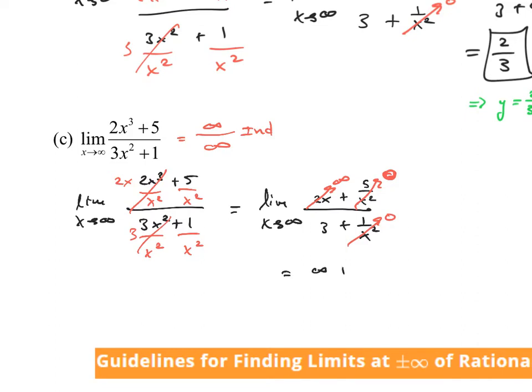I would have something like infinity plus 0 over 3 plus 0. Well, that's infinity divided by 3. And infinity divided by any constant is infinity. So the answer for this one would be infinity. I do want you to notice that it went towards positive infinity. X approached positive infinity. If x approached negative infinity, the answer here would have been negative infinity. So you really, really do have to be careful with your signs on this one.